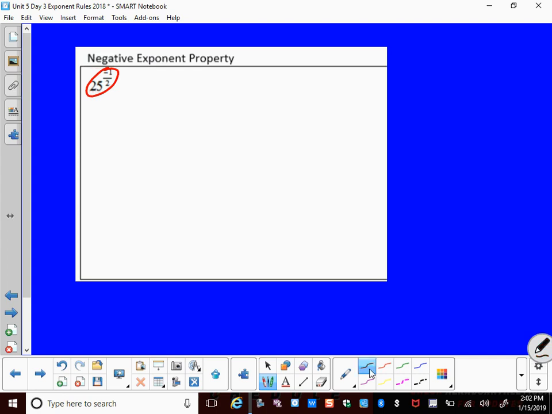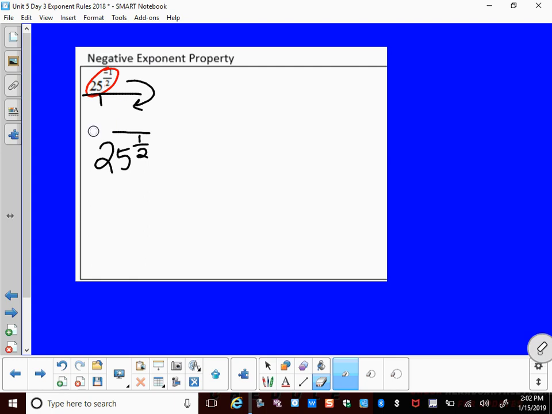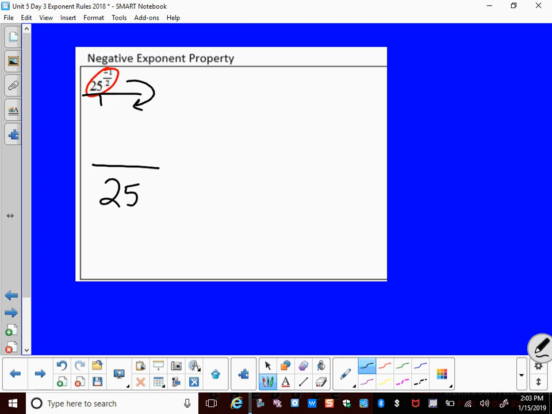I don't already have a division symbol, so I'm going to plug one in. We can assume that this 25 to the power of negative 1 over 2 is already on top. I need to move it to the bottom. So when I move it to the bottom, we have 25 to the power of 1/2 on the bottom. What's on top? 1. Just 1 is a placeholder, because this is really like over 1, right? And I'm left with the 25 to the positive 1/2 on the bottom, and the 1 on top.